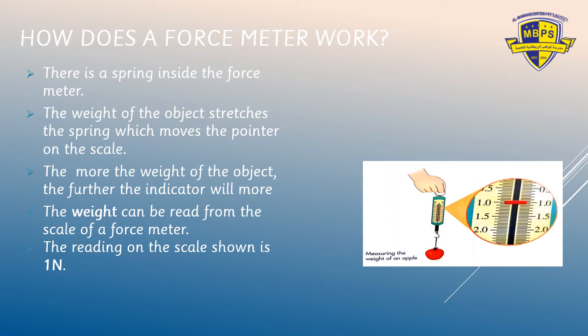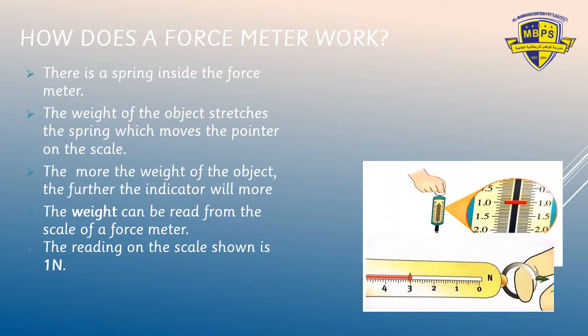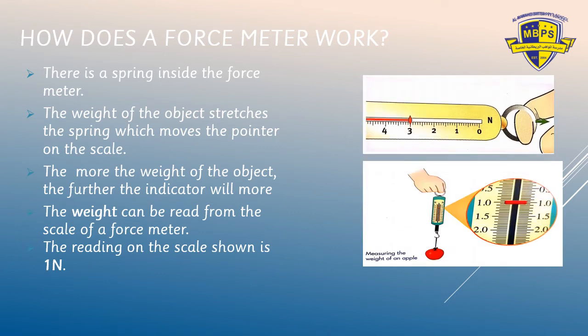There's a spring inside the force meter. The weight of an object stretches the spring and the pointer moves on the scale. The more the weight of an object, the further the pointer or the indicator will move. And we can read the weight from the scale of the force meter. Now, for example, it is shown here. The weight of an apple is 1 Newton.